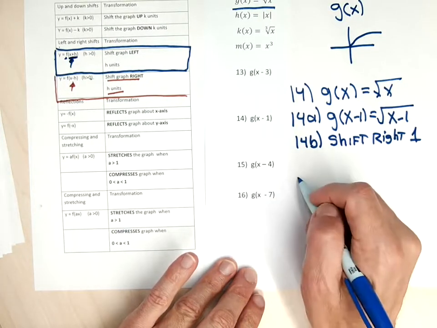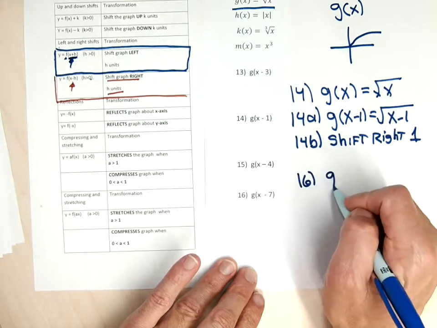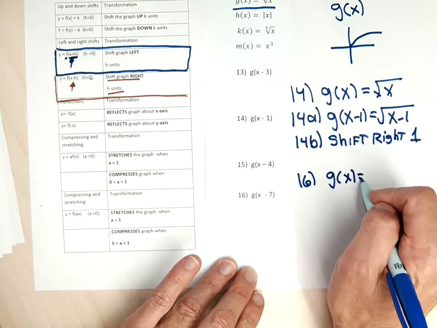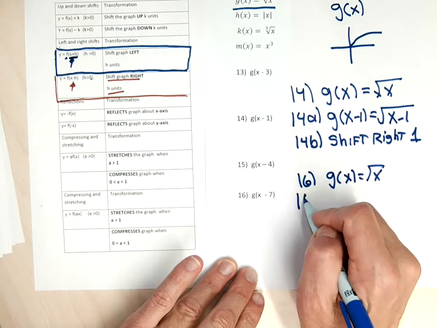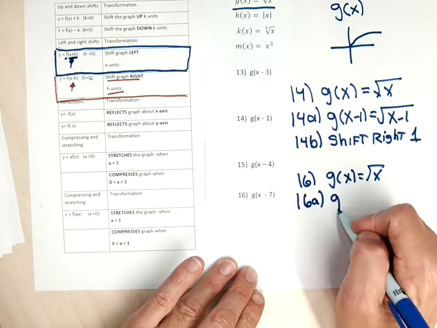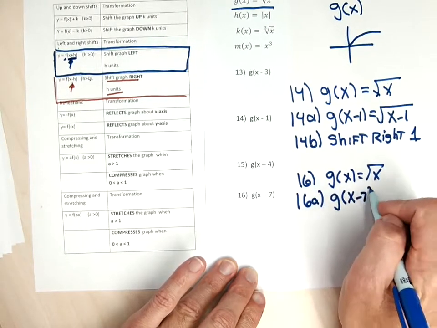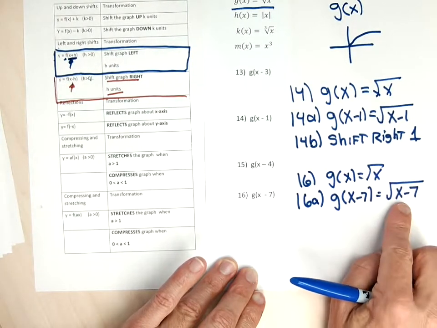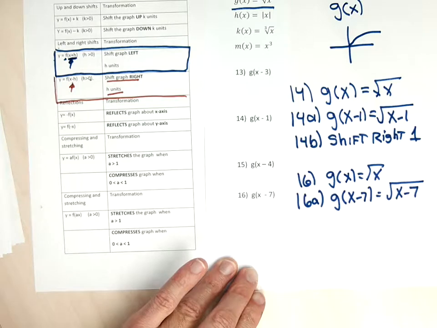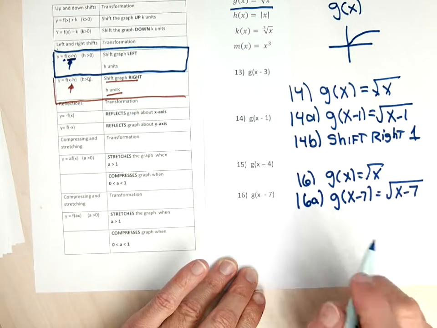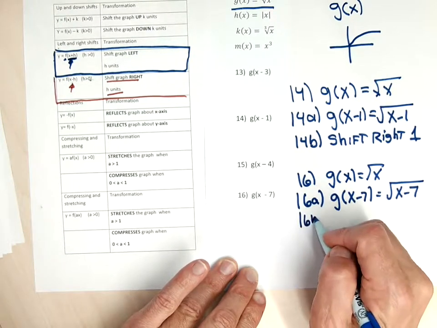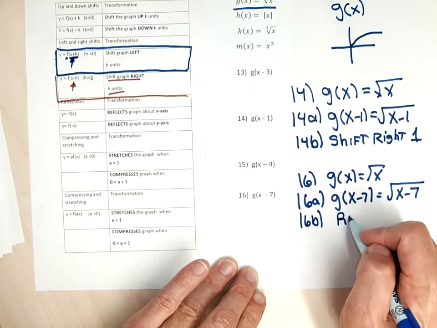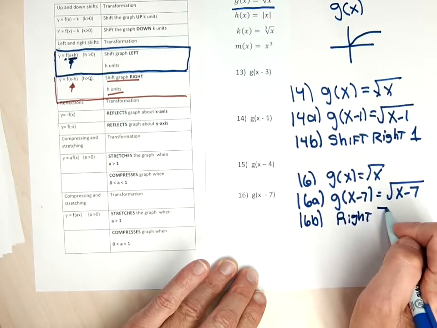For 16, it's calling out the g function again, which is the square root of x. Part A wants me to create the function g of x minus 7. I do that by changing the x to an x minus 7. I don't need a parentheses here because the square root symbol is working like a parentheses. That's the find each function. And for part B, the graph is going to be shifted to the right 7 units.